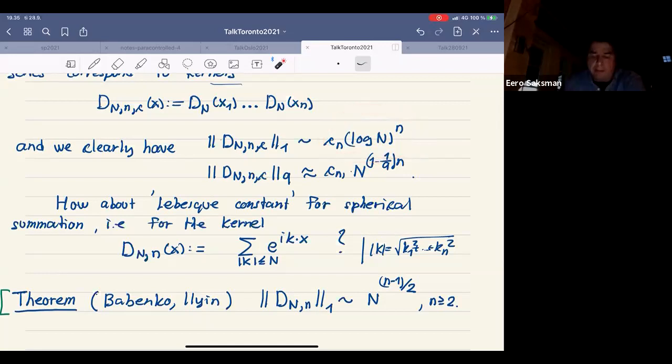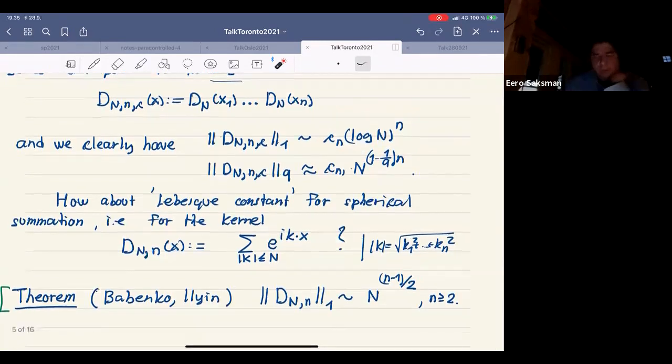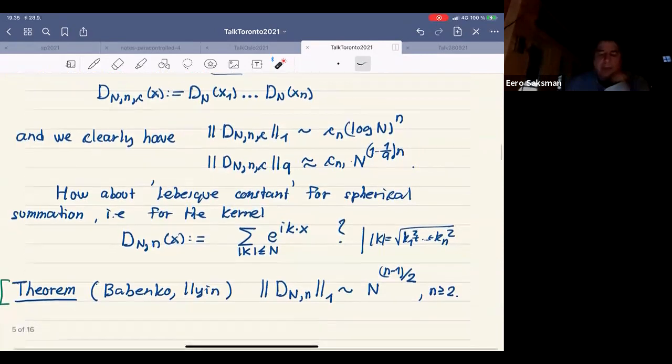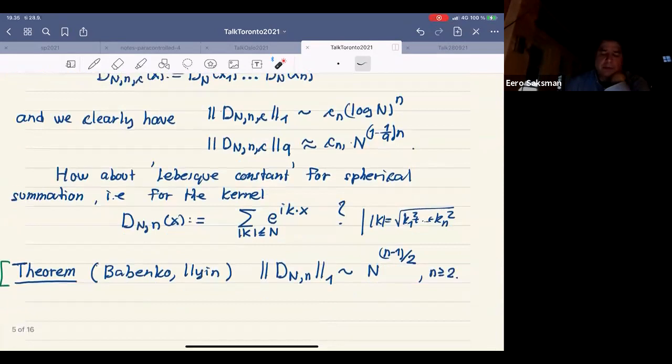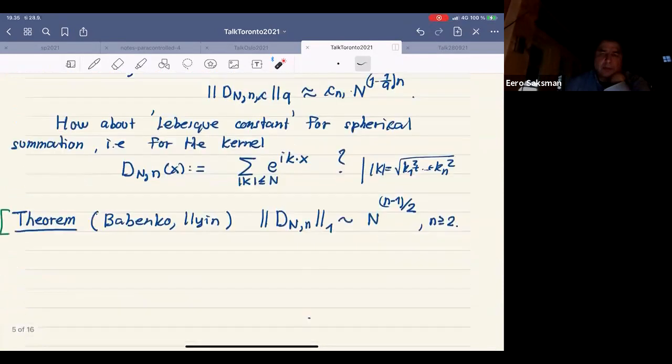But then you can ask for other kinds of summations. And here we are asking, how does the Lebesgue constant behave for spherical summation? So what if you have a sum over balls? You look at all the frequencies that are less than capital N. So this is the spherical summation of Fourier series.